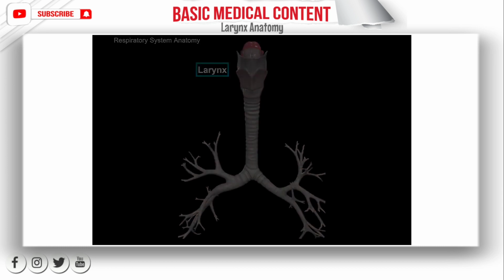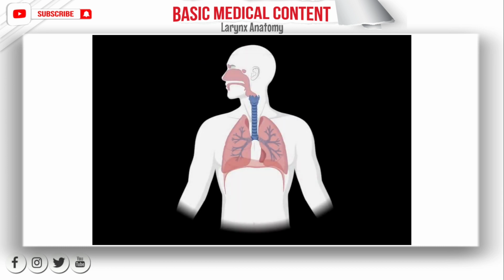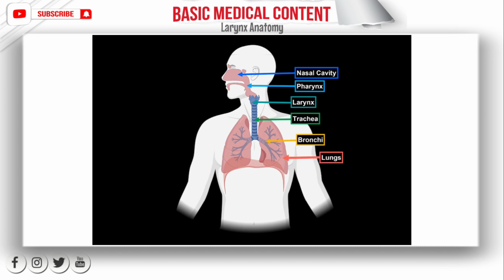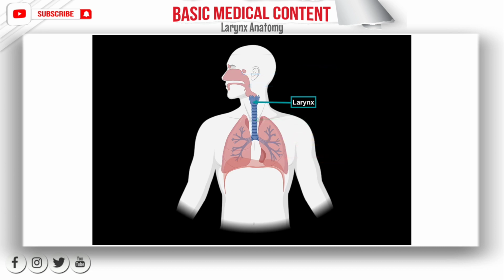Alright, so the respiratory system consists of all the organs involved in breathing. These are the nasal cavity, the pharynx, the larynx, trachea, bronchi, and the lungs. In our last video, we covered the anatomy of the nasal cavity. Now, let's do the anatomy of the larynx.